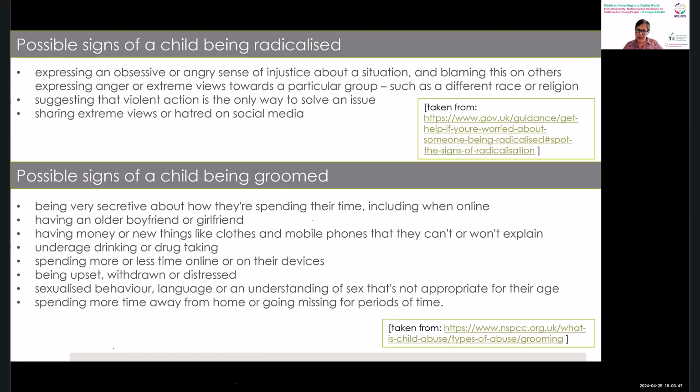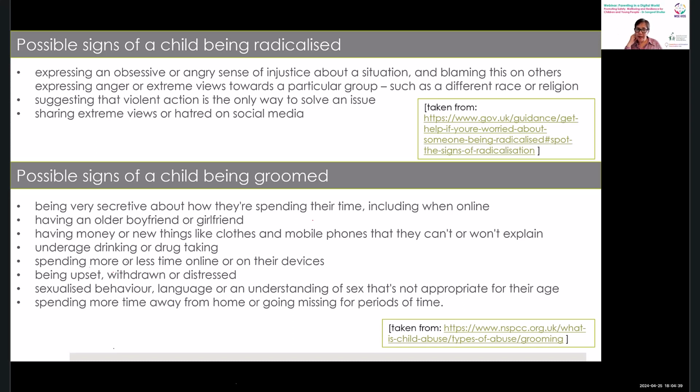I also just wanted to include here things to look out for. How would you know if your child was being groomed or your child was being radicalized? So, for example, if you've got a child who's normally glued to their phone, suddenly the child doesn't want to use their phone, or if they're being very secretive about how they're spending their time, if they suddenly have money when previously they didn't, if they're, of course, upset or withdrawn or distressed, there could be many reasons for that. But equally, things like if they're showing sexualized behavior, language, or an understanding of sex that's not appropriate for their age, if they go missing for periods of time, these are all signs that a child could potentially be getting groomed.